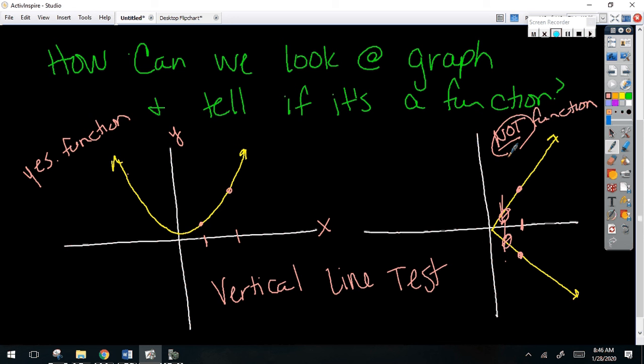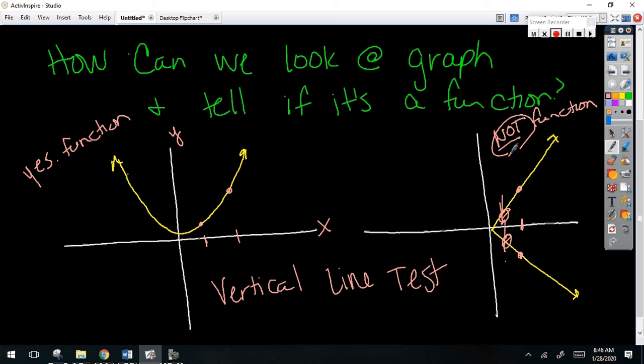But if you look at this first one, there's nowhere that I can put a line where it would hit more than once. It's always only going to hit one time. So it is a function. It's just an easy way of looking at the inputs and outputs. That's called the vertical line test. Does that make sense to you?